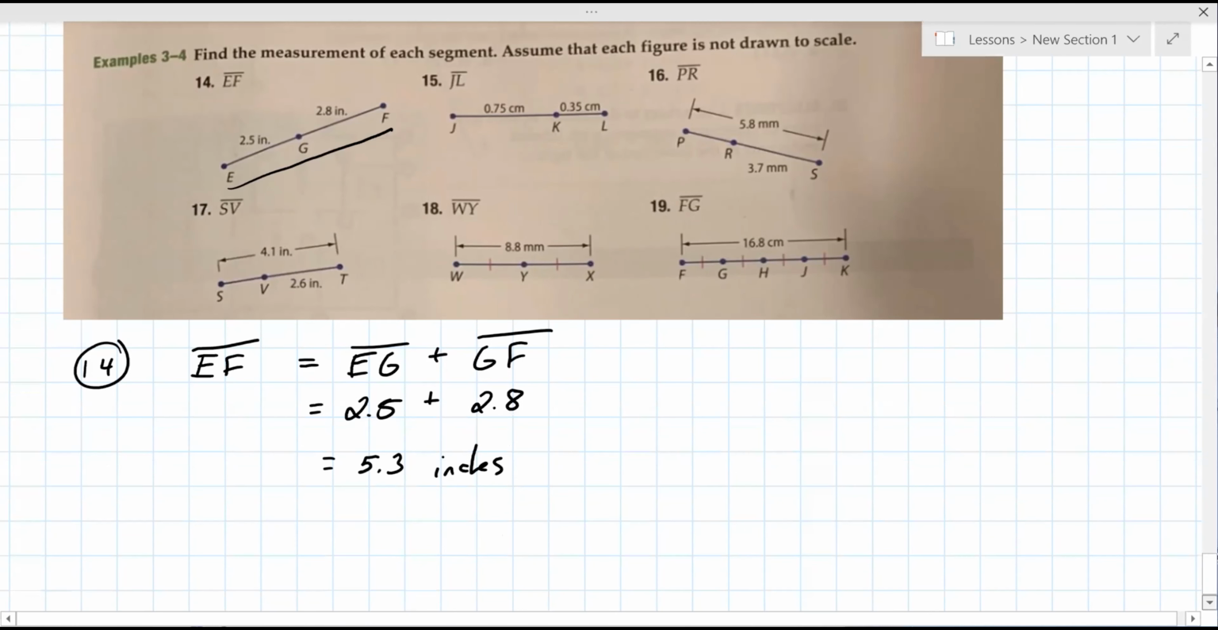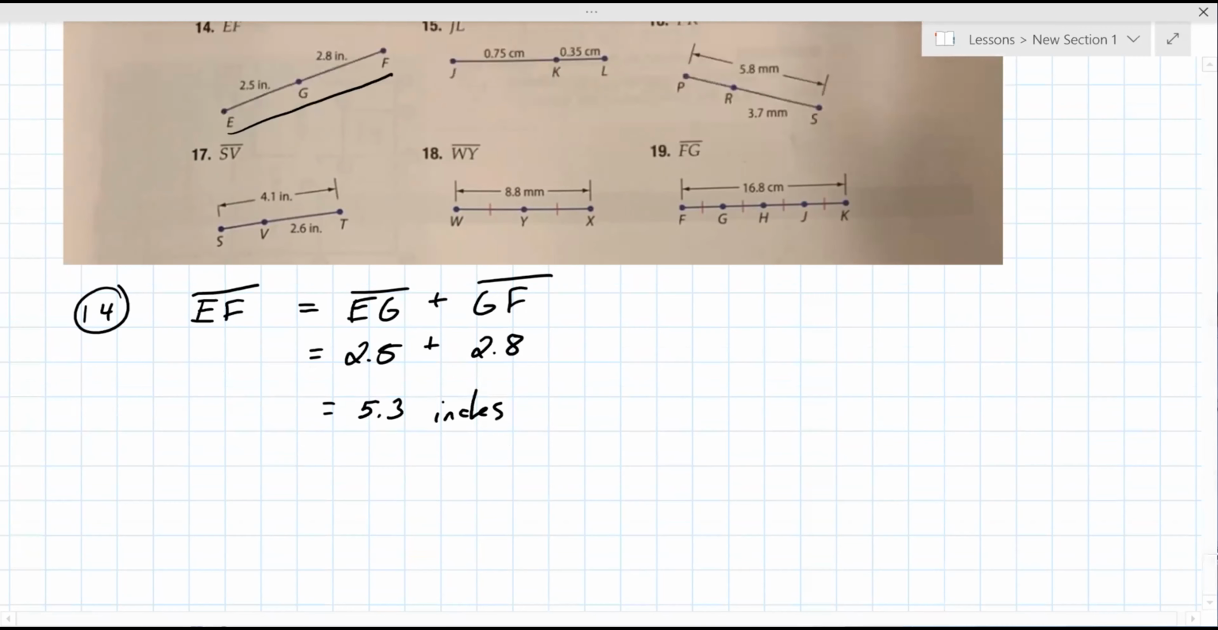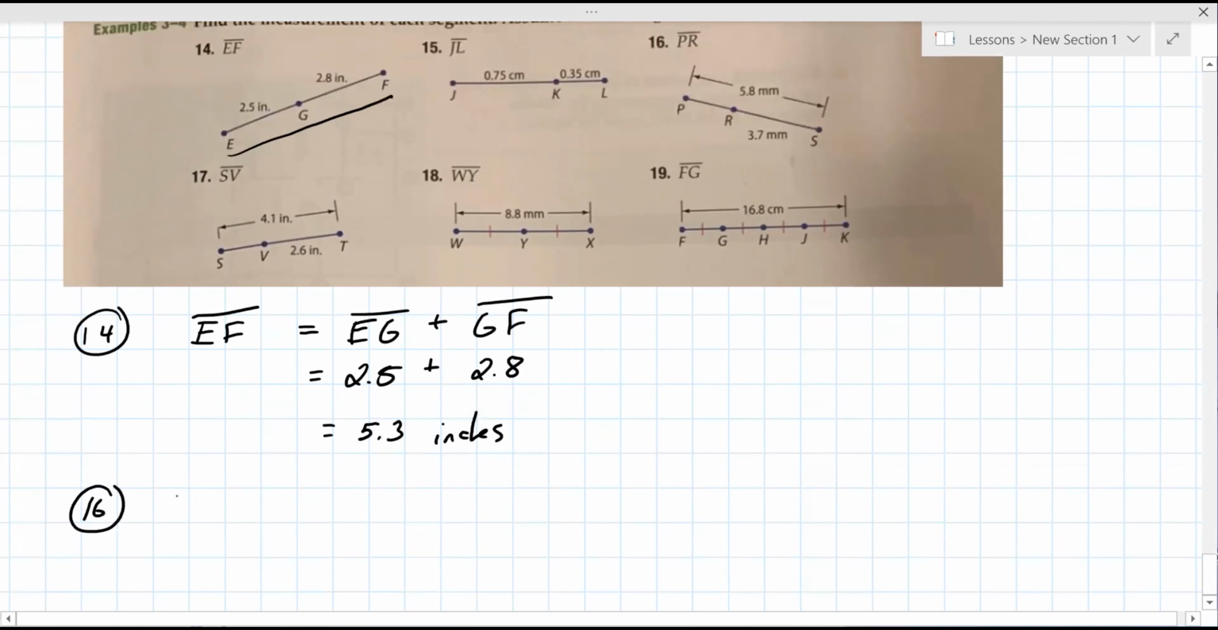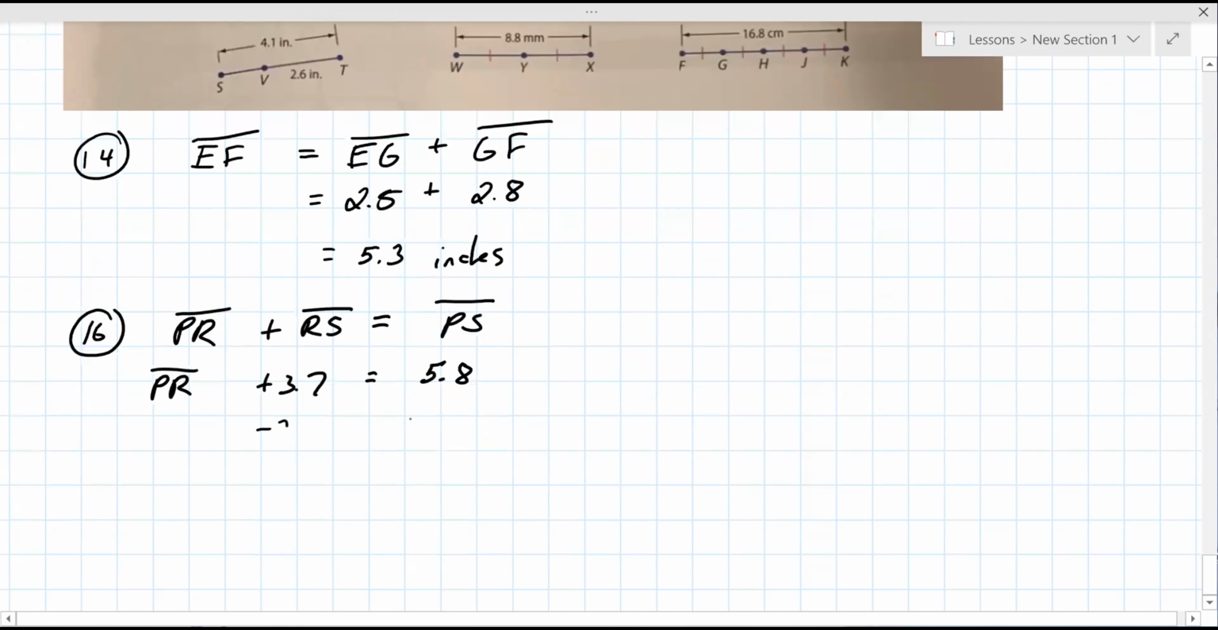Let's try 16. PR is what you're trying to find, and PR is the short segment. You know that PR plus RS equals the whole thing, PS. And do you see that you're given the value of RS? RS is 3.7, and PS is 5.8. We don't know PR, so we can just leave it as is. To solve, you're going to subtract 3.7 from both sides, and you're going to get PR equals 2.1.